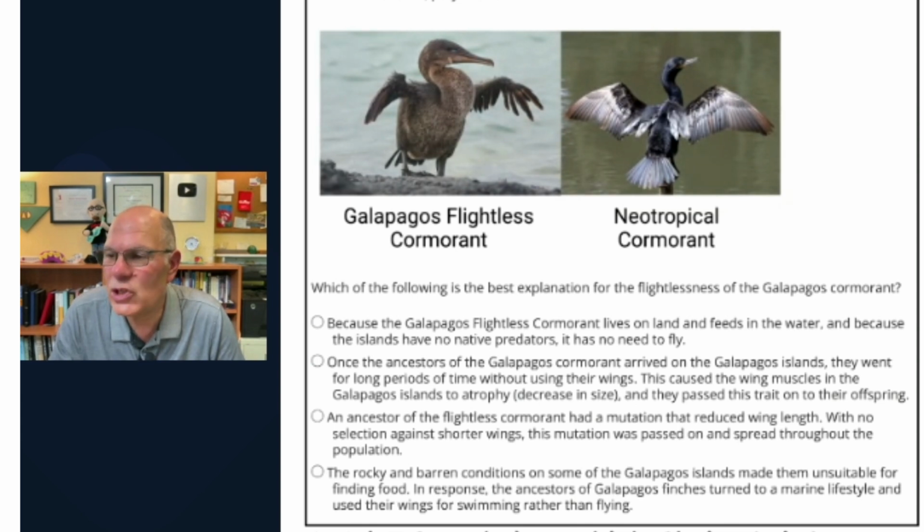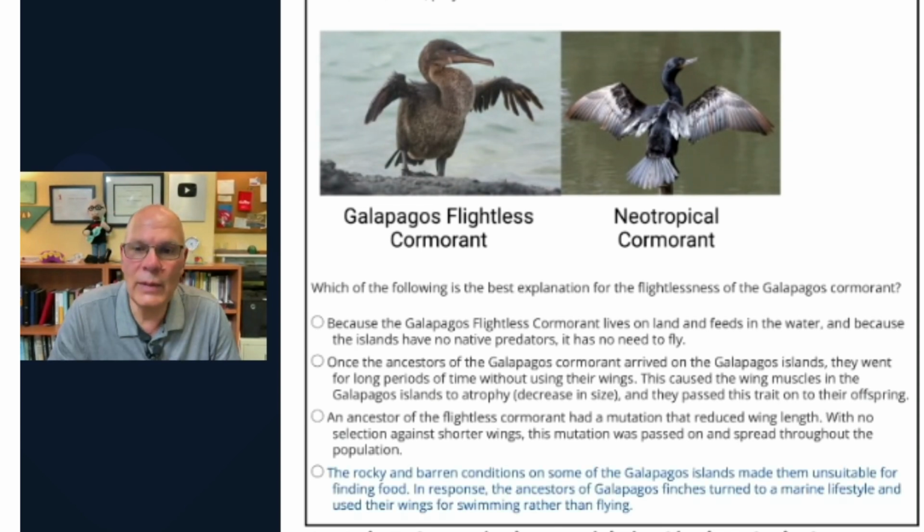Three, an ancestor of the flightless cormorant had a mutation that reduced wing length. With no selection against shorter wings, this mutation was passed on and spread throughout the population. And finally, choice number four, the rocky and barren conditions on some of the Galapagos Islands made them unsuitable for finding food. In response, the ancestors of Galapagos finches turned to a marine lifestyle and used their wings for swimming rather than flying.